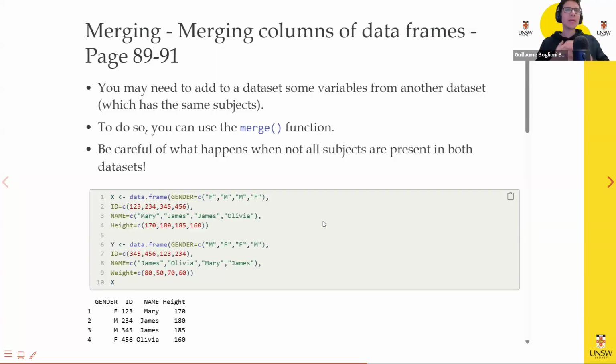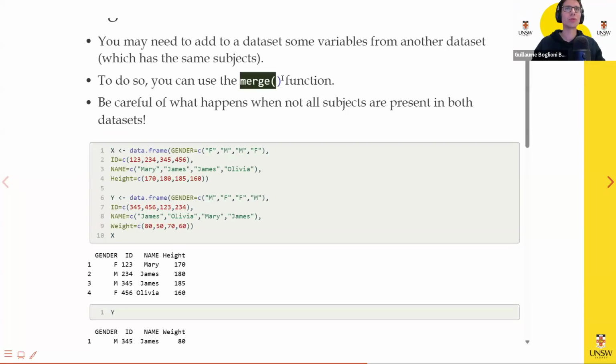Okay, with data sets, often you want to merge 2 data sets. The situation is often that you have information about the same subjects in 2 data sets, but some data sets are missing some variables and the other data set is missing other variables. So you want to combine them together to have all your information in one data set. So let's see an example of that. To do this, we're going to use the function merge.